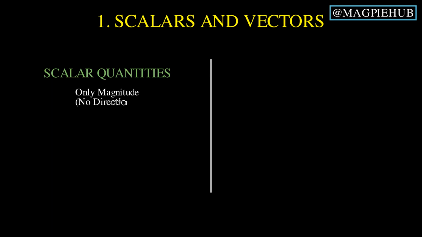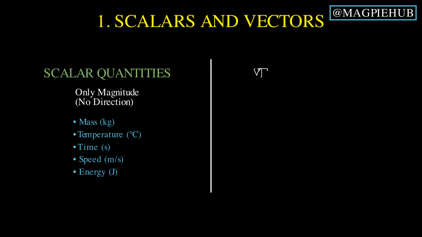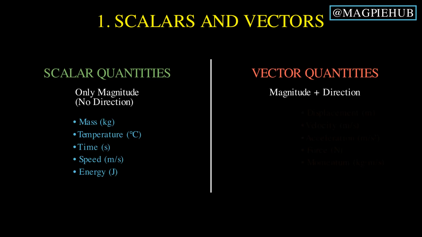Let's start with the fundamental difference between scalars and vectors. Scalar quantities have only magnitude, with no direction. Examples include mass, temperature, time, speed, and energy. Vector quantities have both magnitude and direction. Examples include displacement, velocity, acceleration, force, and momentum.